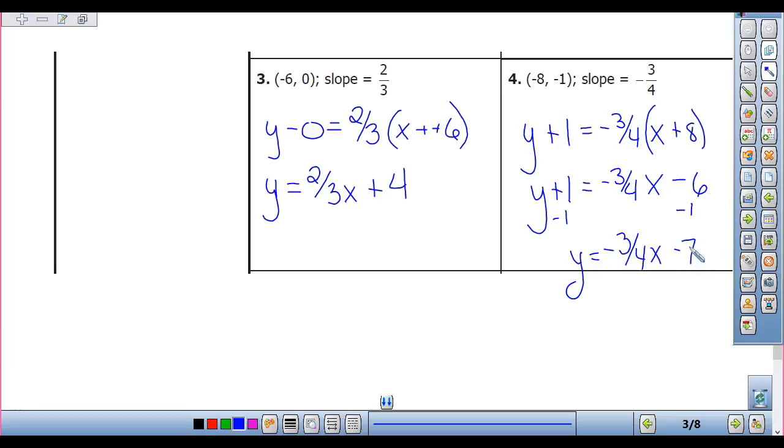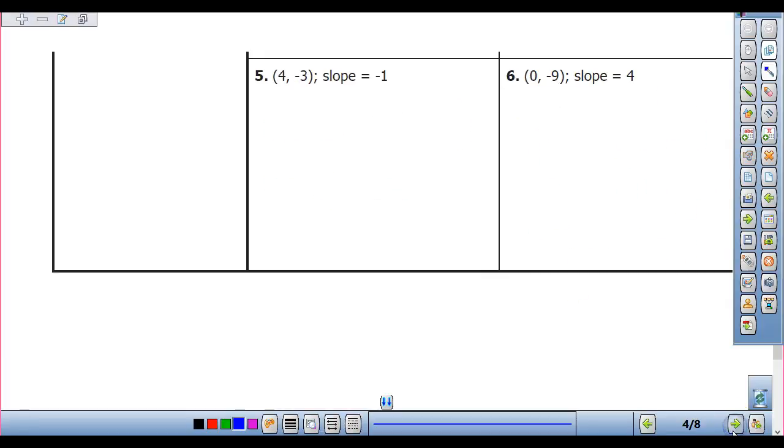How come this ended up being a minus 6 instead of a plus 6? Because I multiplied it by a negative, yep. Okay. All right, I want you to try 5 and 6.